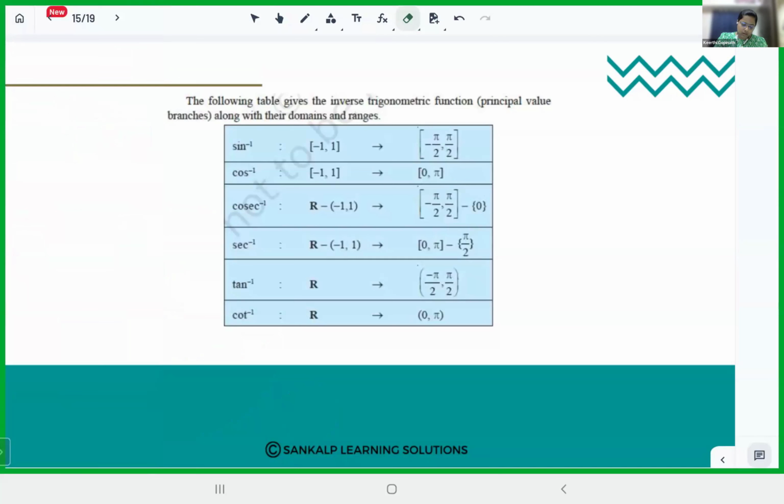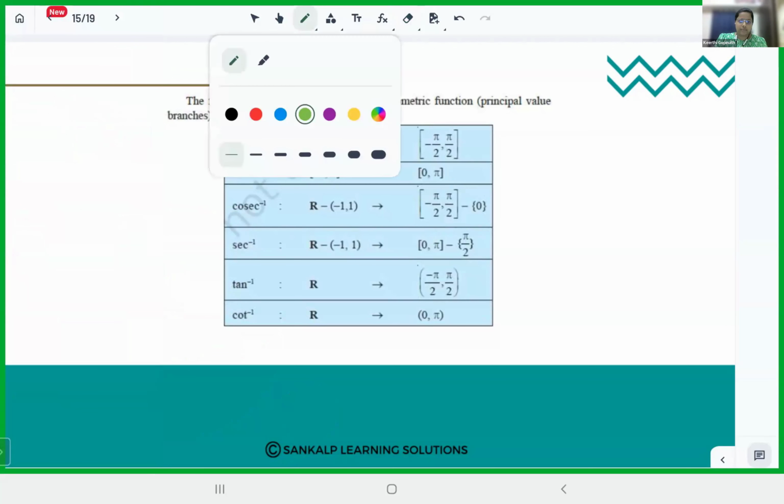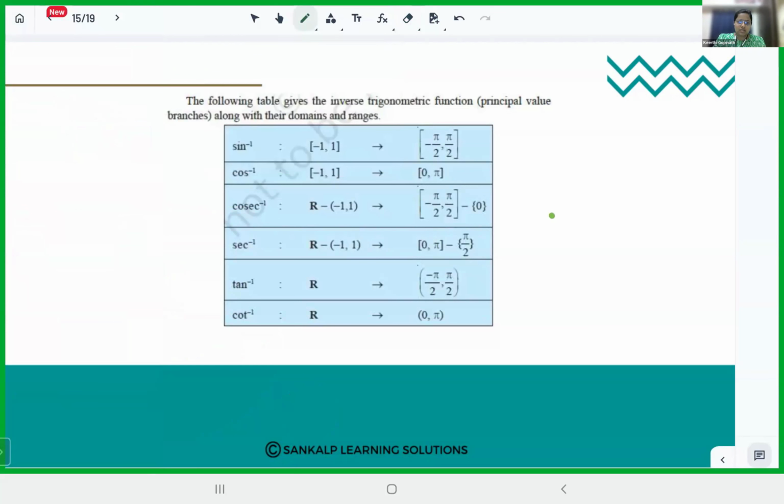For some people it will be difficult to memorize this as it is. You can see a pattern here. It is just for memorizing the range. We need to know the range values of each function to solve the problem. So just to memorize, you can see that there is a pattern followed by sine inverse, cosec inverse, as well as tan inverse. We can group sine inverse, then tan inverse, then the reciprocal of sine.